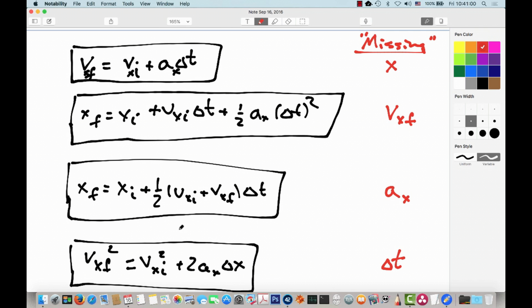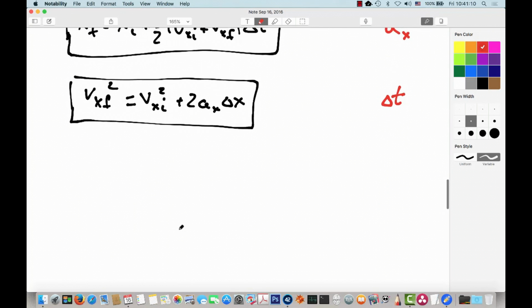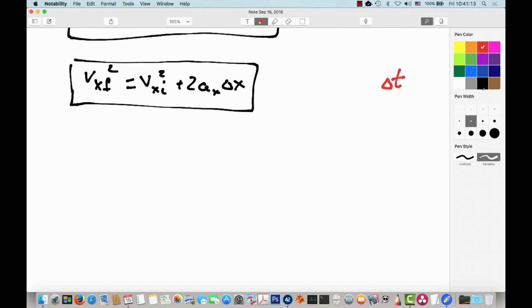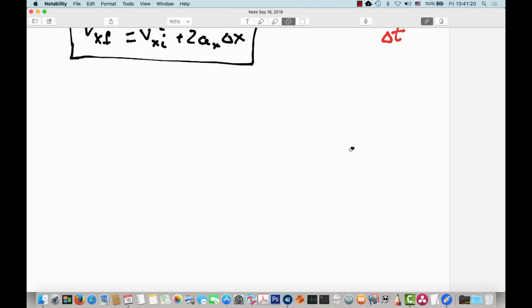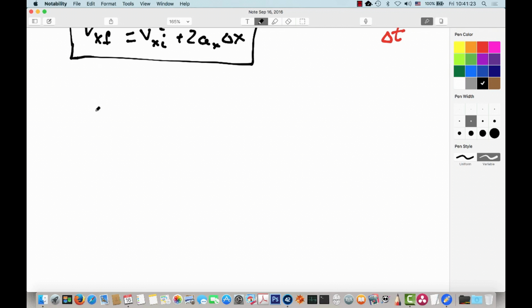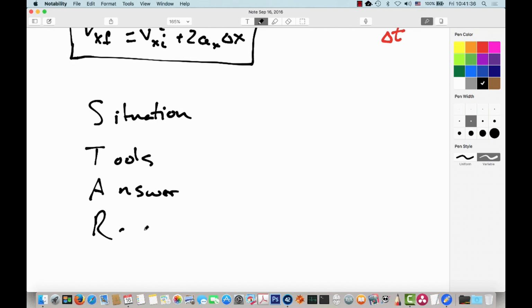So let's go ahead and do a couple of sample problems here. But before we delve into that, I just briefly want to get into my favorite mnemonic for remembering how to solve any kind of a physics problem. The mnemonic is STAR. It stands for situation, tools, answer, review.